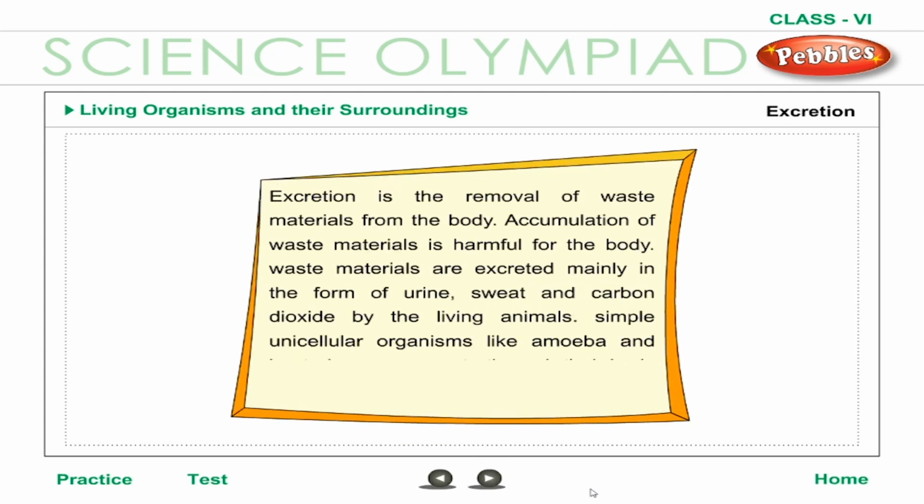Excretion. Excretion is the removal of waste materials from the body. Accumulation of waste materials is harmful for the body. Waste materials are excreted mainly in the form of urine, sweat, and carbon dioxide by living animals. Simple unicellular organisms like amoeba and bacteria remove waste through their body surface.